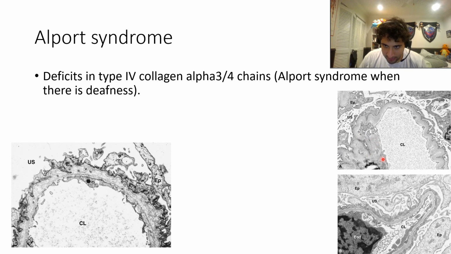basement membrane. Right? So this is sort of a different process. This is a thickened basement membrane. What you see here is the basket weave. All right, this is the basket weave over here.